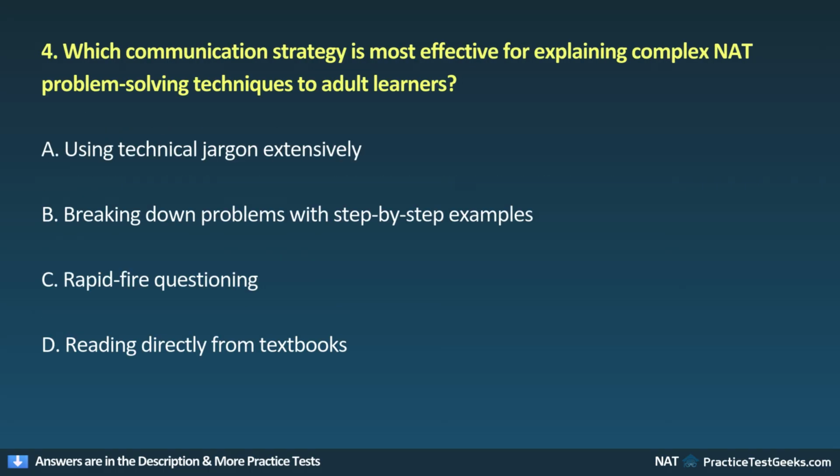4. Which communication strategy is most effective for explaining complex NAT problem-solving techniques to adult learners? A. Using technical jargon extensively. B. Breaking down problems with step-by-step examples. C. Rapid-fire questioning. D. Reading directly from textbooks.